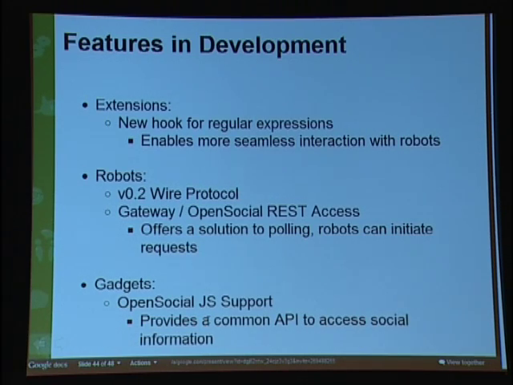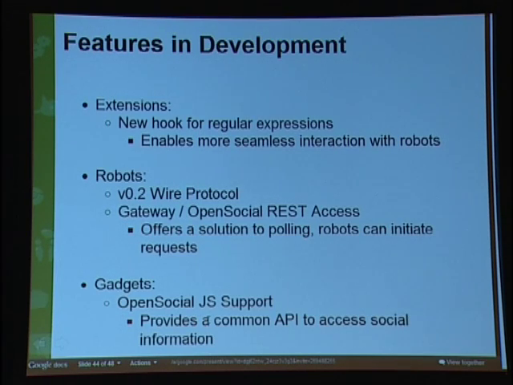So in robots, we are publishing a new version of the wire protocol that is more coherent than the previous version. And we are working on the gateway for OpenSocial REST access to make communication between the robots and the Wave servers secure.